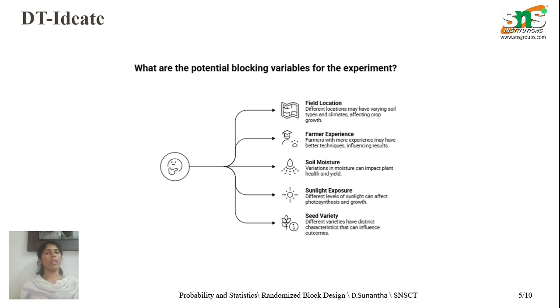So here is the idea part, in which the units are divided into blocks, and the similarity is checked within the blocks. Next, we randomly assign the treatments in each block. Then we conduct the experiment and analyze using two-way ANOVA. If, suppose, there are 4 fertilizers and 4 soil blocks, we can use this method.